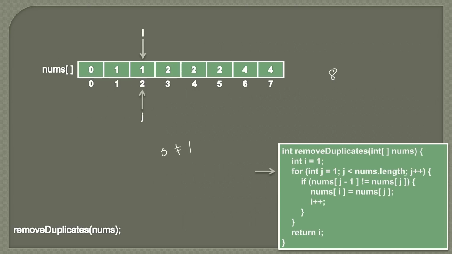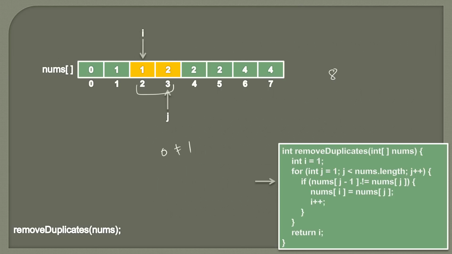We increment j. So j becomes 3. 3 is less than 8. We compare these two values now. And 1 is not equal to 2. So therefore this condition comes out to be true. It means we have found one more element which is 2, which is unique in this array and which we need to actually keep in the array.